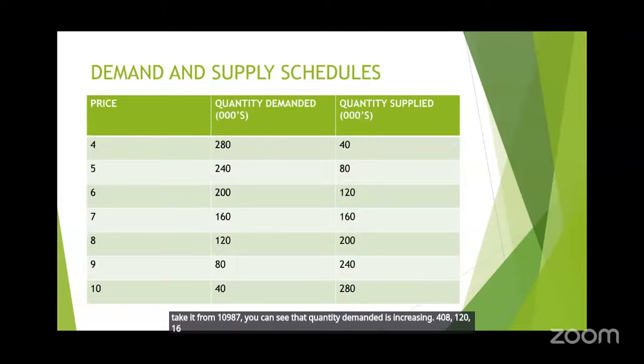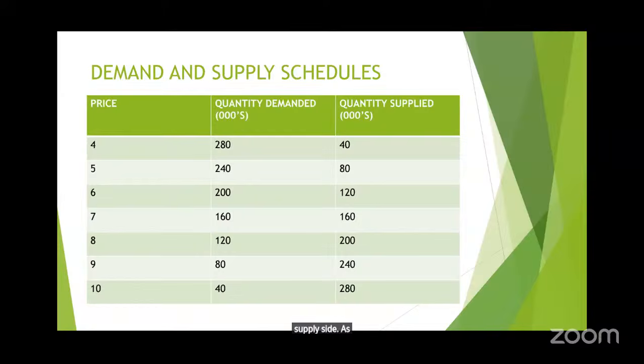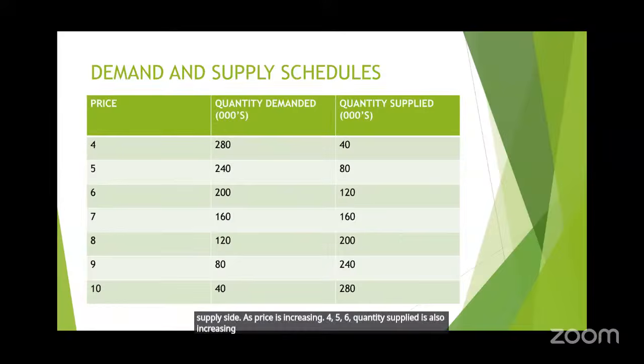Now, if we look at the supply side, as price is increasing, 4, 5, 6, quantity supplied is also increasing: 40, 80, 120, 160.